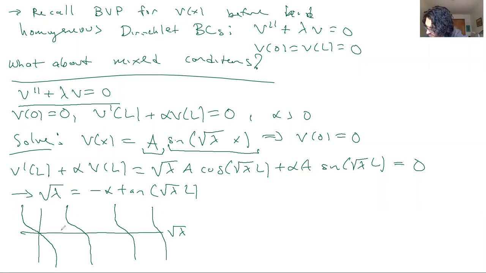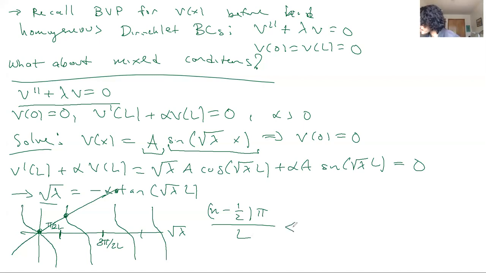And the asymptotes occur at pi over 2L, 3 pi over 2L, 5 pi over 2L, and so on. And if I then plot the left-hand side, that's just going to be a good old linear function that's going to cross here, here, and here. So I don't have a nice closed form solution, but I do have bounds on my eigenvalues. I know that between n minus a half times pi over L and n pi over L, I'm going to get one intersection. This is just pi over L right here, and this is 2 pi over L.